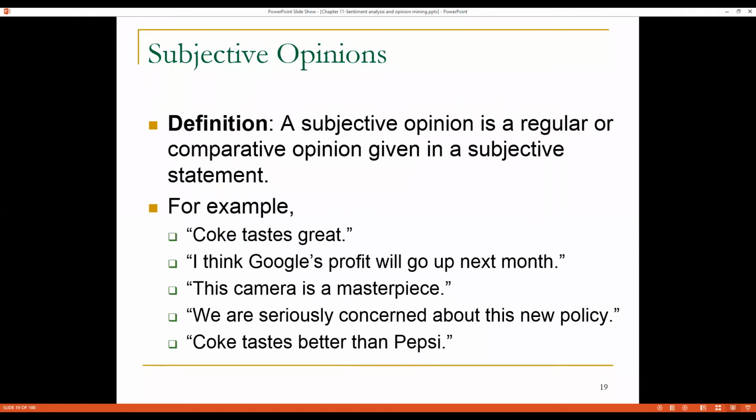Definition: a subjective opinion is a regular or comparative opinion given in a subjective statement. The examples given: Coke tastes great. I think Google's profits will go up next month. This camera is a masterpiece. We are seriously concerned about this new policy. And they have a comparison one on the bottom there: Coke tastes better than Pepsi.